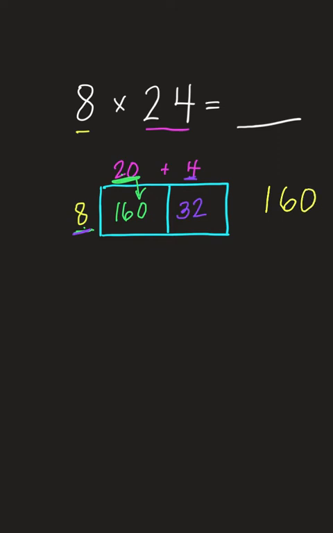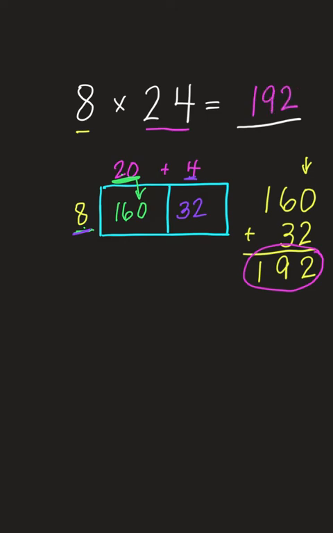160, 32, adding those together. Starting in the ones column, 0 plus 2 is 2, 6 plus 3 is 9, 1 plus nothing is 1. Now I have my final product of 192. So 8 times 24 equals 192.